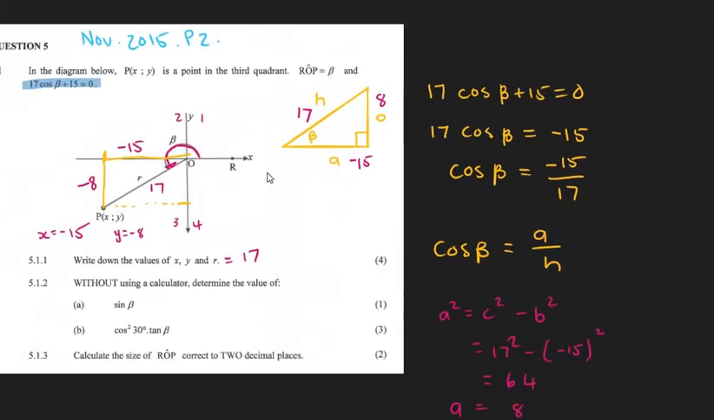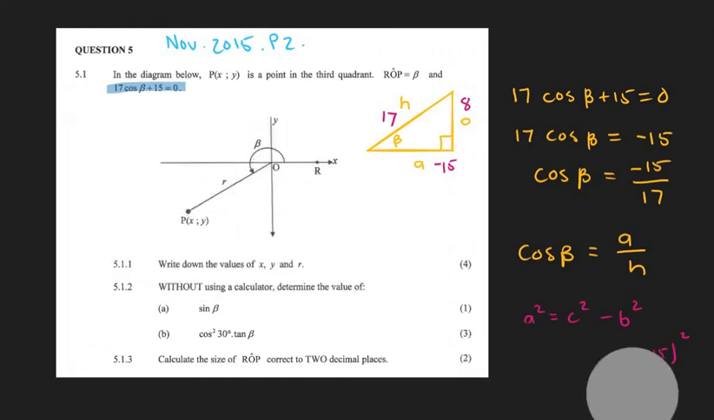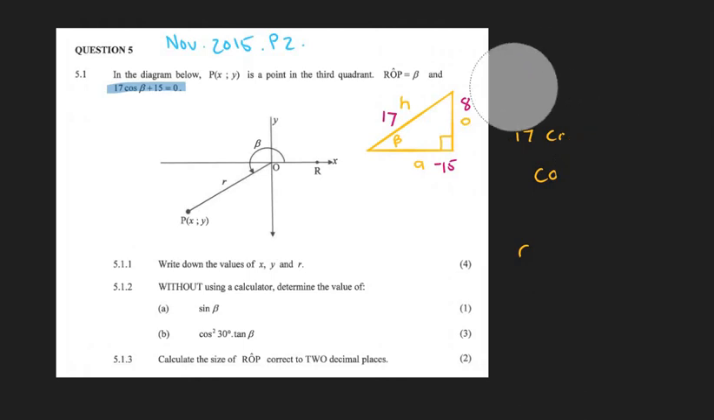Let's take this all away. So now we have determined, I'm going to quickly do this. That is my y, that is my x, and that is my r. So we have negative 15, negative 8, and 17.